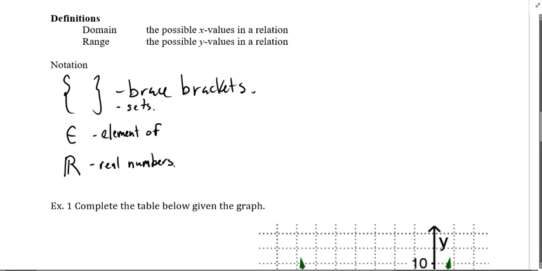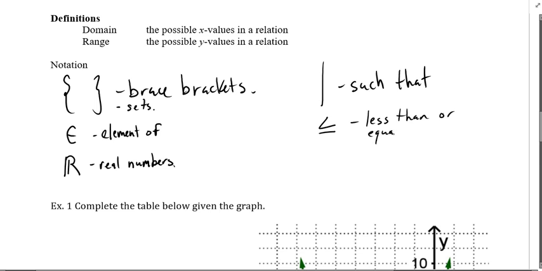What else? We have a straight line. That means such that. And you probably all already know these. This means less than or equal to. And this one means greater than or equal to.